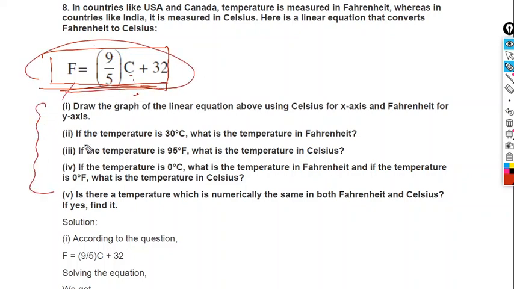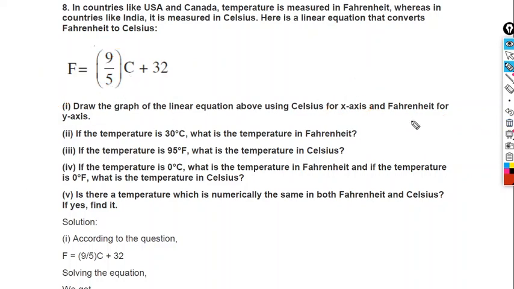Now there are some questions. We'll solve one by one. Draw the graph of the linear equation above using Celsius for x-axis and Fahrenheit for y-axis. So first we have to draw the graph. Okay, we'll move to that in the later section. First, let's come to question number 8.